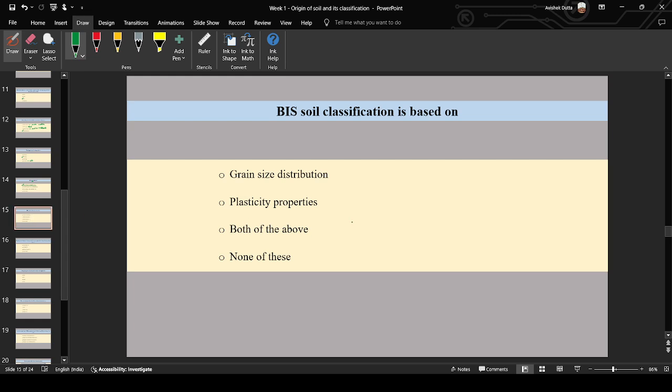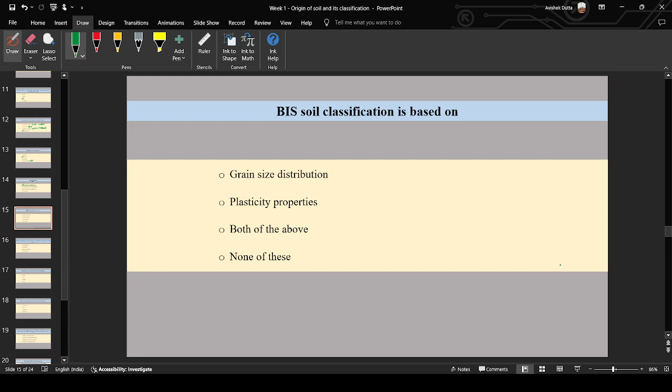Okay. BIS soil classification is based on... BIS means the Bureau of the Indian Standards. So this is based on the grain size distribution, of course, because we need to know the grain size to classify them as fine grain soil and coarse grain soil, and again fine grain soil between clay and silt, and coarse grain soil between sand and gravels.